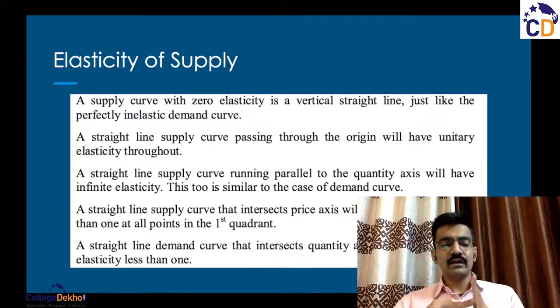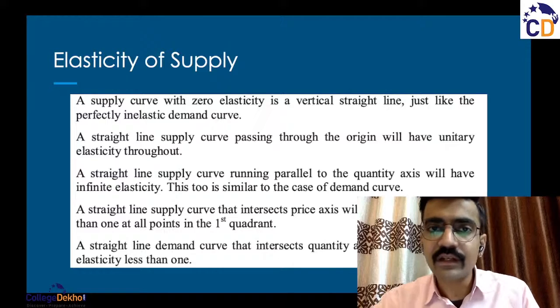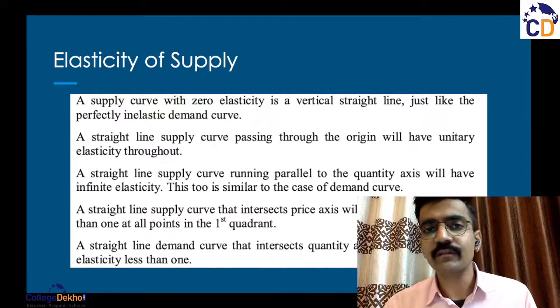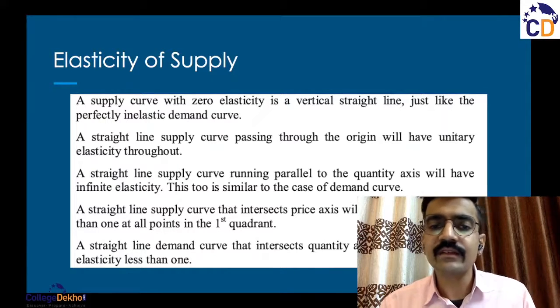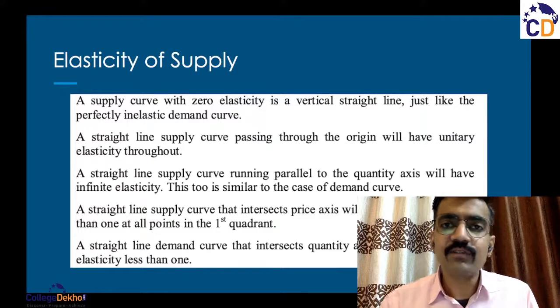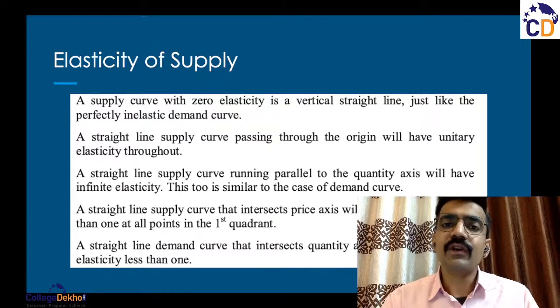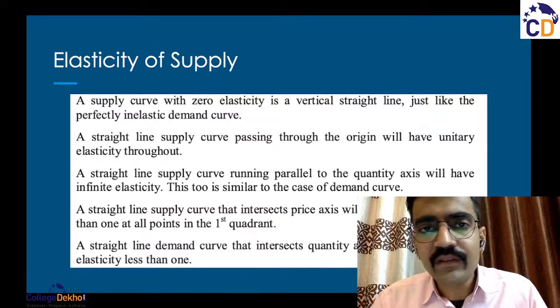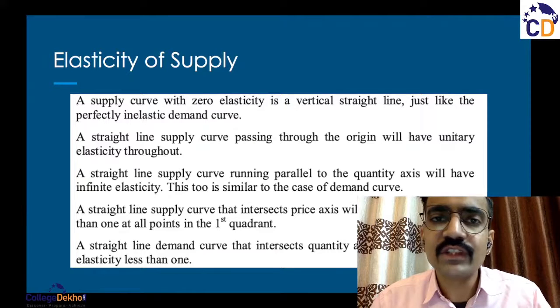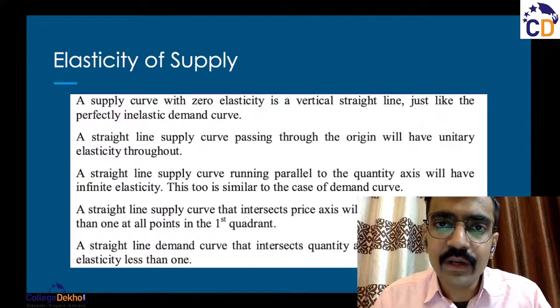All right, it is completely unity. If this is the case, then the supply curve that is passing through the origin will be unitary, as in the elasticity of supply will be equal to 1. All right, and by 1, just like we understood, 1 unit of change in price will result in 1 unit of change in the supply of this commodity.